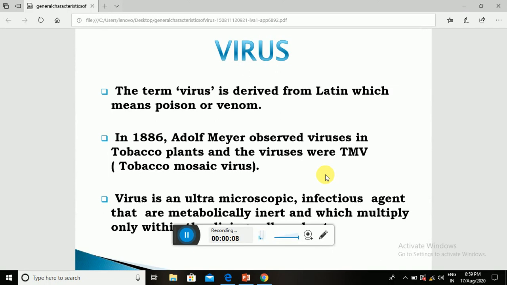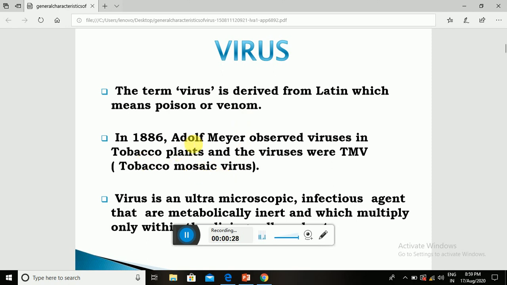Today we are going to discuss the general properties of viruses. So let's start from the term virus. The term virus is derived from the Latin word, which means poison or venom. In Latin it is known as poison or venom.